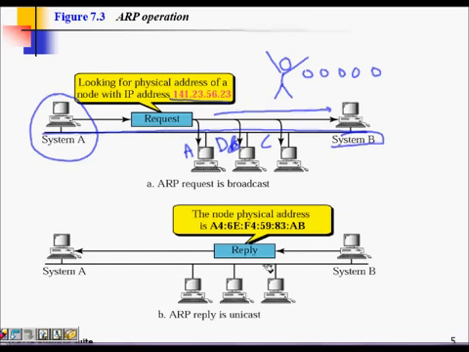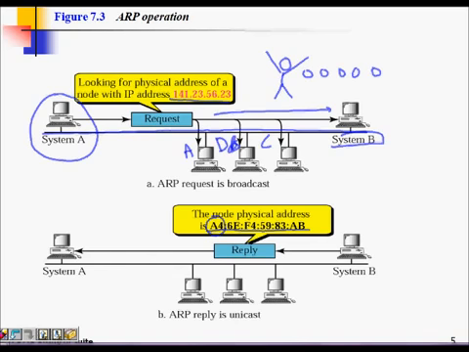B replies that okay, I am this particular IP address, and he replies with its 6 bytes of MAC address, which is A4:6C:F4:59:83:AB. So this is how you write the MAC address in the human readable format. This is the first byte, we write in hexadecimal, then we put a colon, we write 6C, which is the next byte, F4, then 59, then 83, and AB.